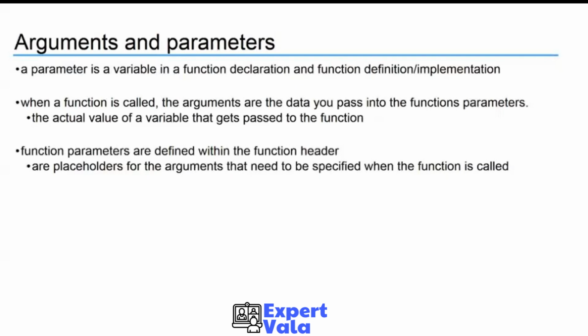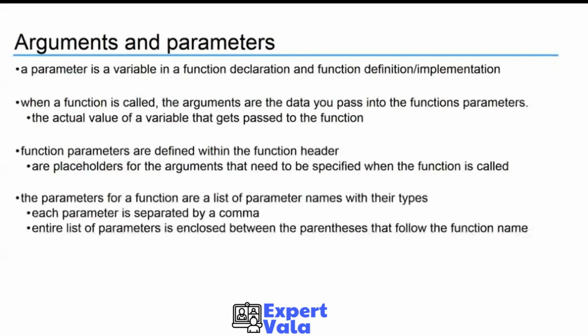So arguments are used when you invoke. You will say these are the arguments that are going to my function. And when the function receives that data, they are referred to as the parameters. The parameters for a function are a list of parameter names with their data types. Each parameter is separated by a comma. The entire list of parameters is enclosed in parentheses following the name of the function.